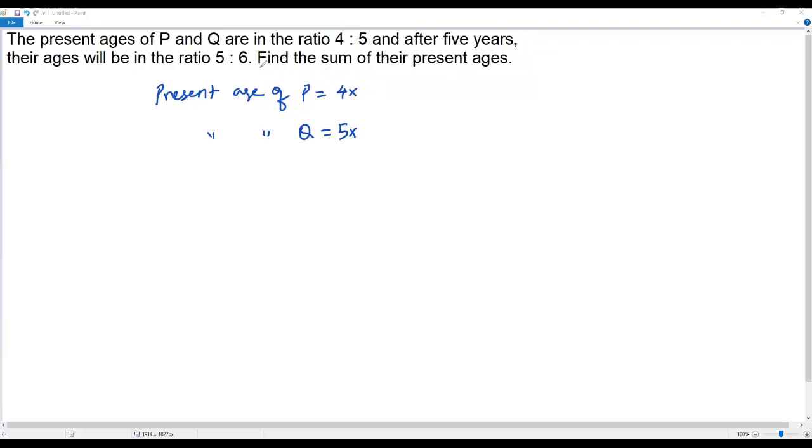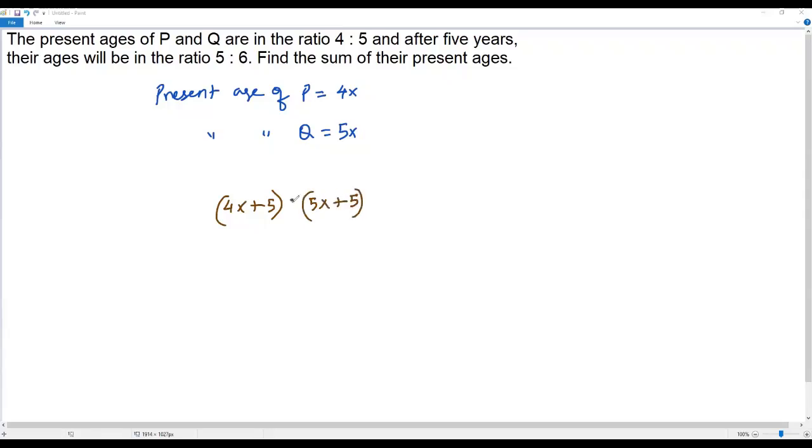And also there is another piece of information. After 5 years, their ages will be in the ratio of 5 to 6. At present, the age of P is 4x. After 5 years, what is the age of P? It will be 4x + 5. So this is the age of P after 5 years. At present, the age of Q is 5x. After 5 years, the age of Q will be 5x + 5.